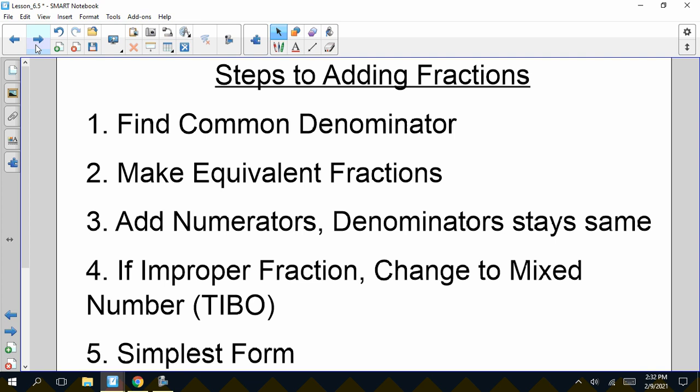the denominators the same. For addition, sometimes the numerator in your answer will be larger than the denominator. That's called an improper fraction. If there's an improper fraction, we need to change it to a mixed number, which means we need to divide the numerator by the denominator. We're going to use the phrase TIBO, and I'll explain what that is on the next page, to help us solve and change that improper fraction to a mixed number. The last step always is to make sure our fraction is put into simplest form.